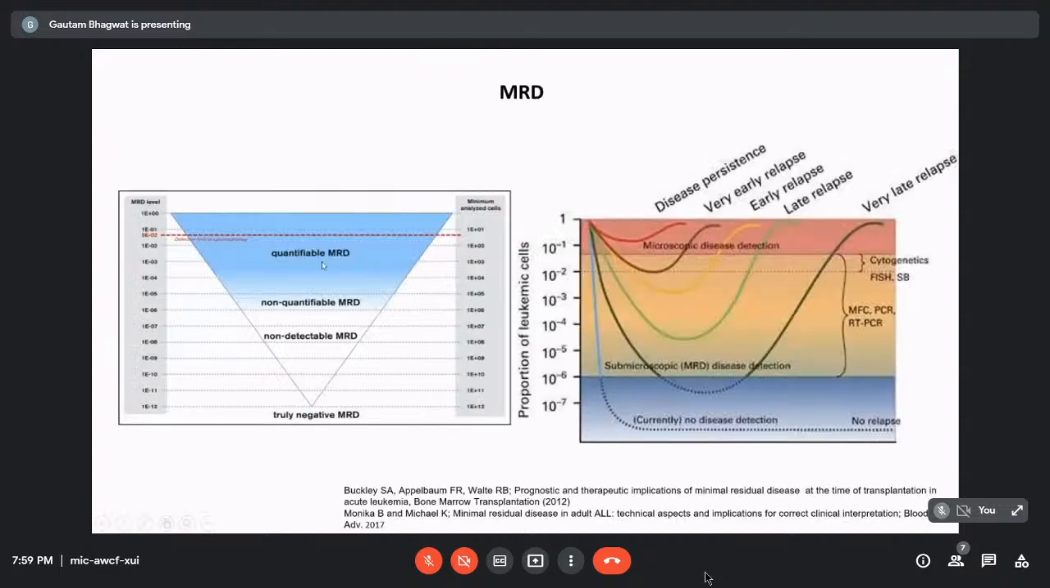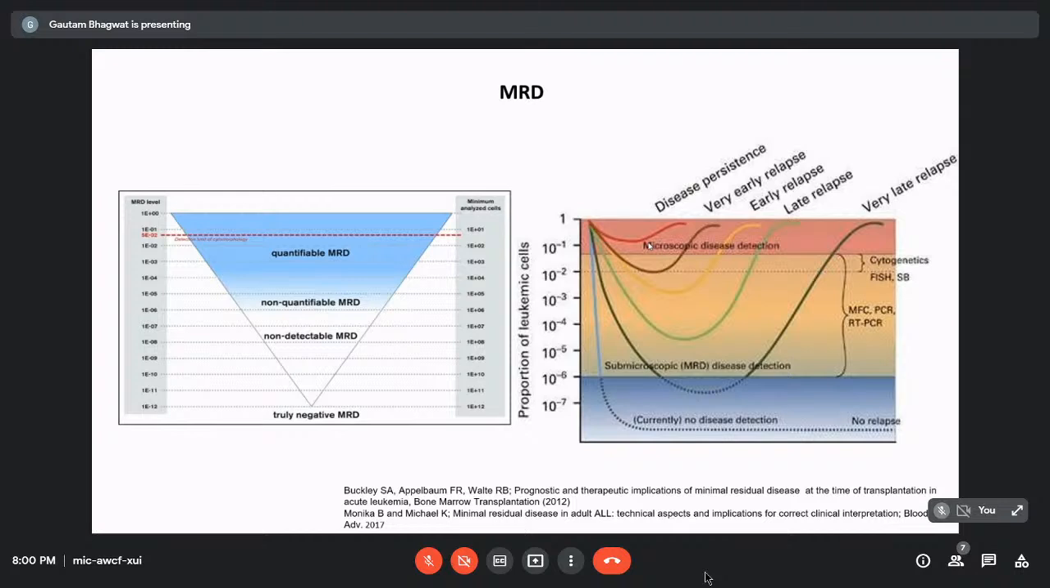Now, for example, this red line indicates not in remission. So any number of blasts above this, we would say this is not in morphological remission. Any cells less than this, we would say it is in morphological remission. But although it is in morphological remission, there is some residual disease remaining. Now how is this important? These residual cells are responsible for the relapses.